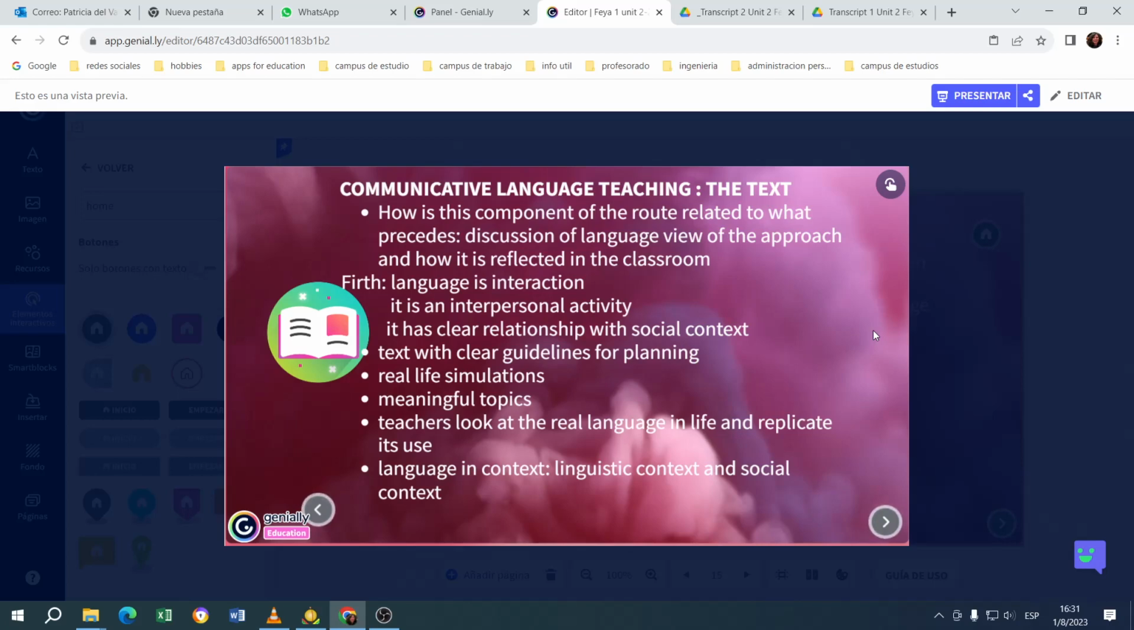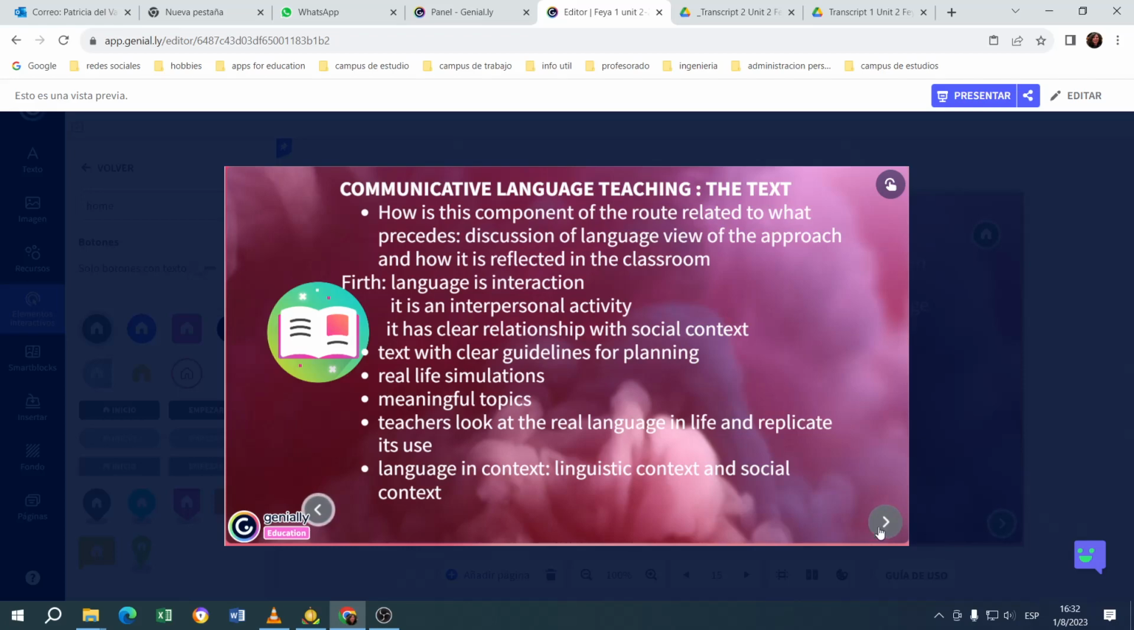Another tip offered by this text is that teachers look at the real language in life and replicate its use. You see, we can go back to the example of the transcripts. The teacher of the second transcript understood the situation, the social context of use of language, because she knew she was going to read a storybook. So she used the storybook in a situation that simulates real life. She read a story to the children, and she did exactly the same thing she would have done if she were to read it in Spanish.